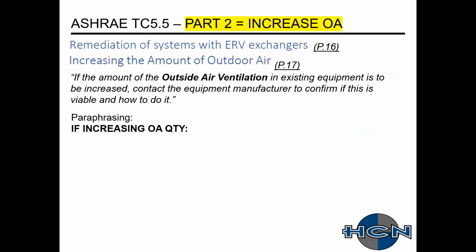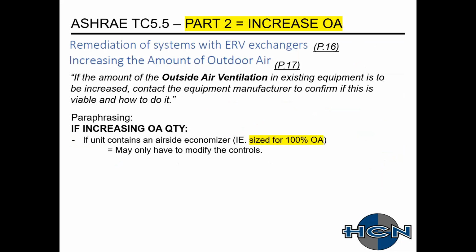So I apologize for being a little boring. Anyway, part 2, increasing outside air. We want to remediate your system and increase the outside air. If the amount of outside air ventilation in the existing equipment is to be increased, contact your equipment manufacturer. And then, paraphrasing, if the unit contains an air side economizer, i.e. it's already sized for 100% outside air, you may only have to modify the controls. That's one situation. And if your heat exchanger is not sized for 100% outside air, they mention that you might have to add a bypass.